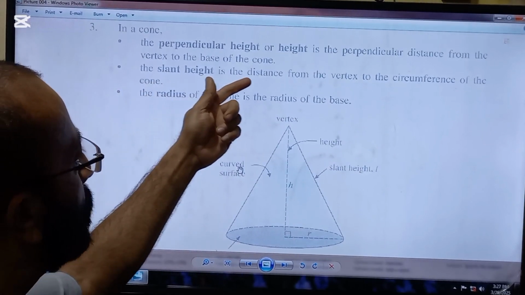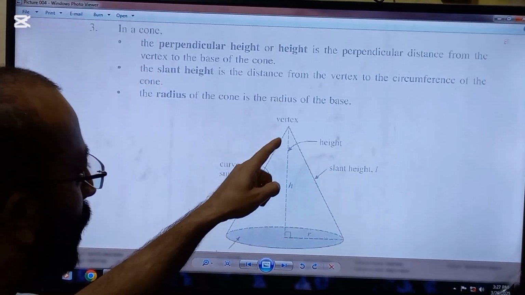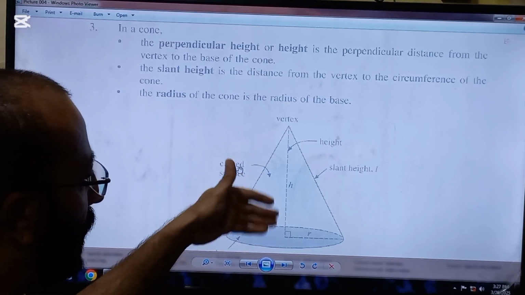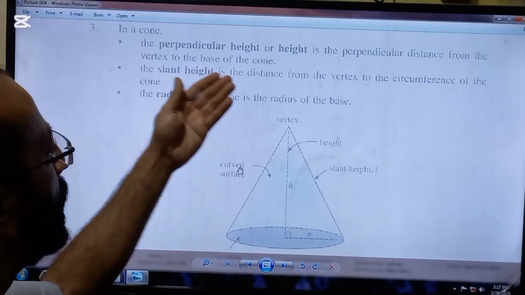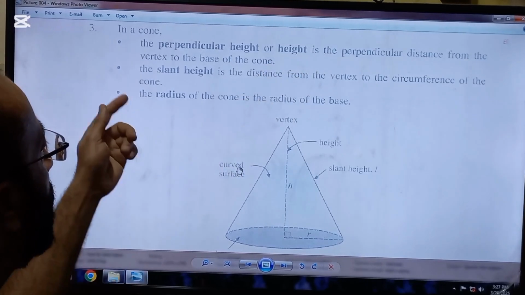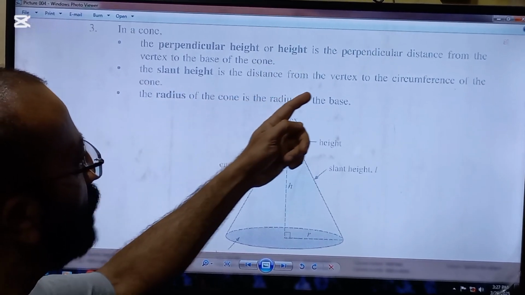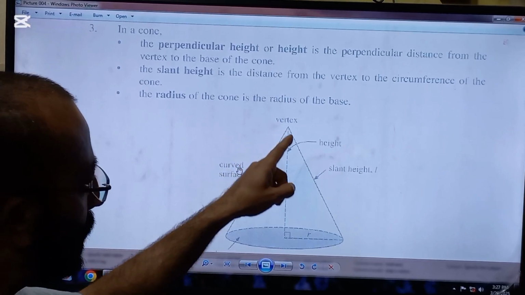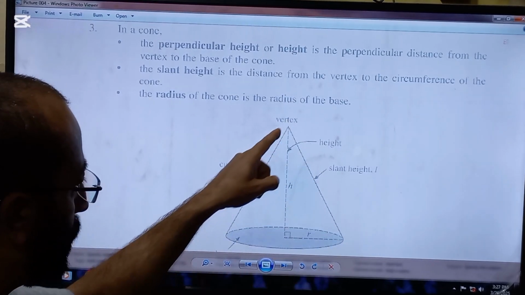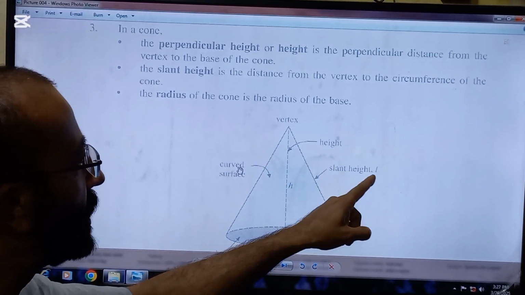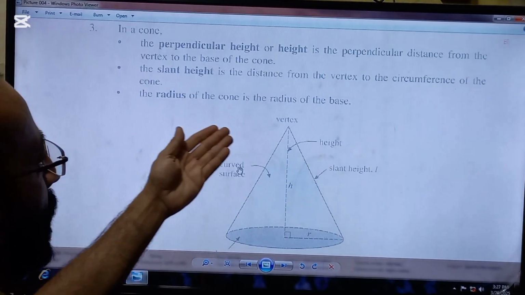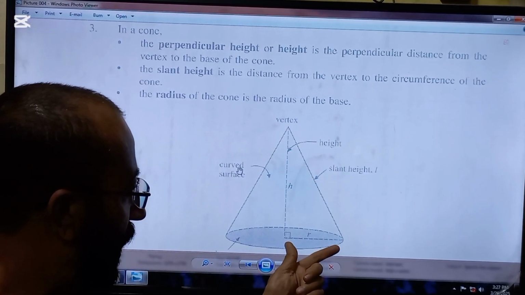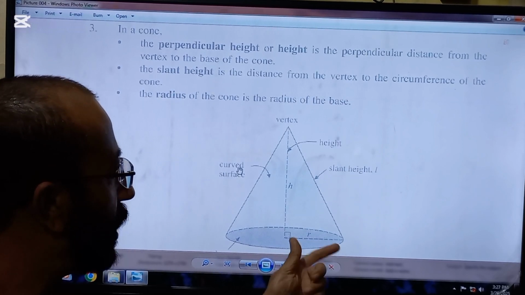In a cone, the perpendicular height, or simply the height, is the perpendicular distance from the vertex to the base of the cone. The slanting height is the distance from the vertex to the circumference of the base. The radius of the cone is the radius of the base, and the base radius will be called the radius of the cone.